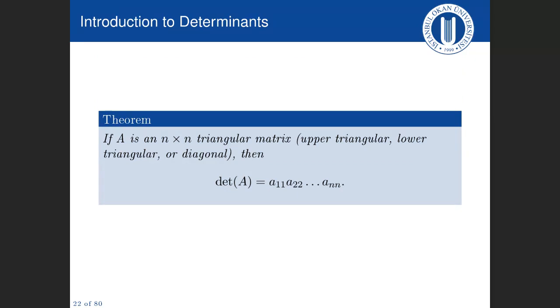Let's write that as a theorem. If A is an n by n triangular matrix, and it doesn't matter which type. It might be upper triangular, it might be lower triangular, or it might be diagonal, because diagonal matrices are also triangular. Then the determinant of A is A11, A22, A33, A44, A55, etc., finishing up to Ann.